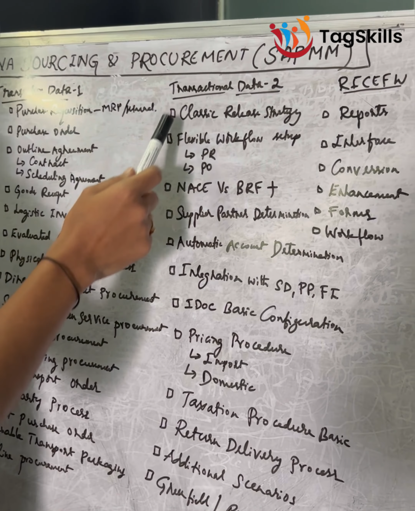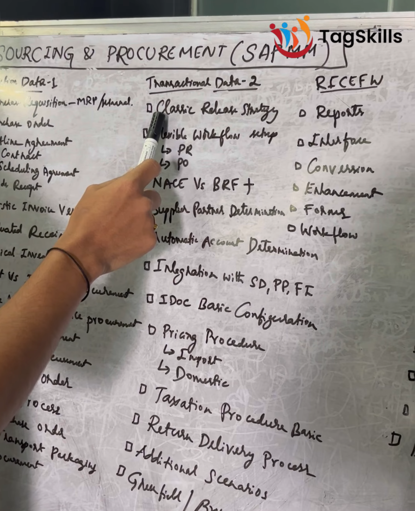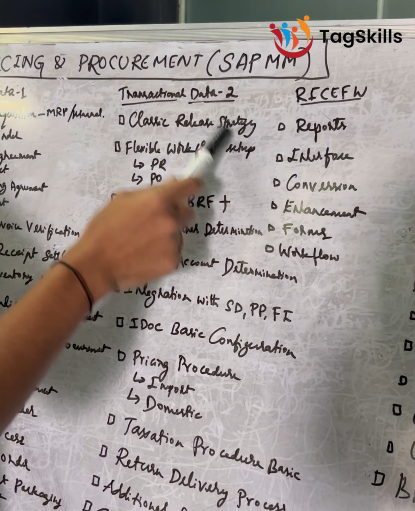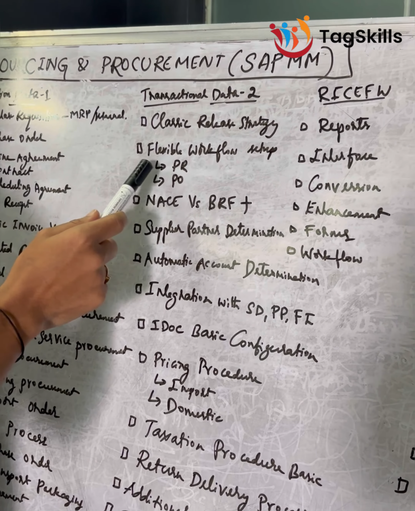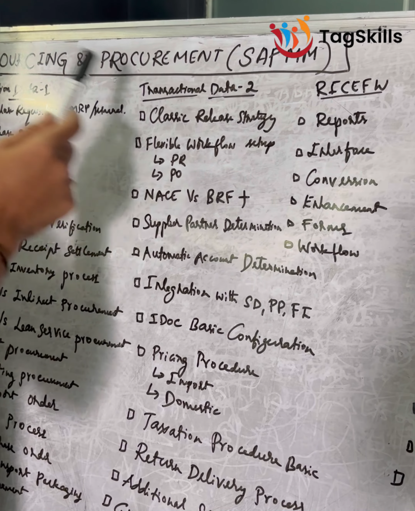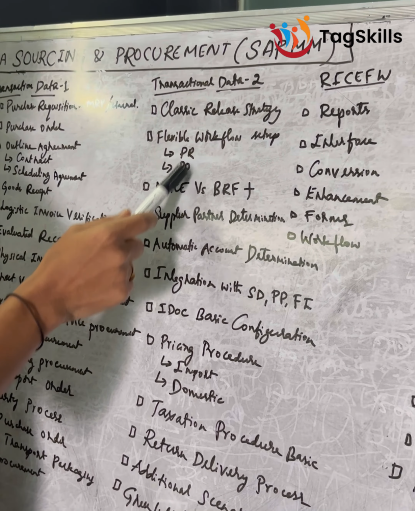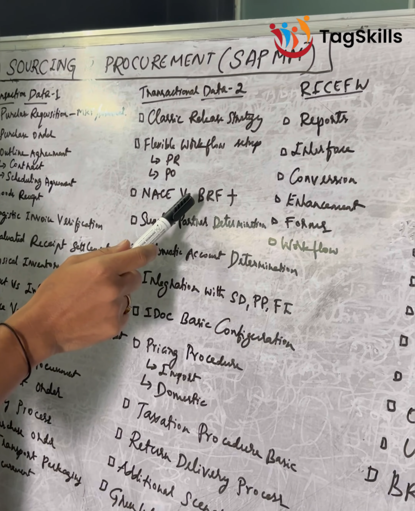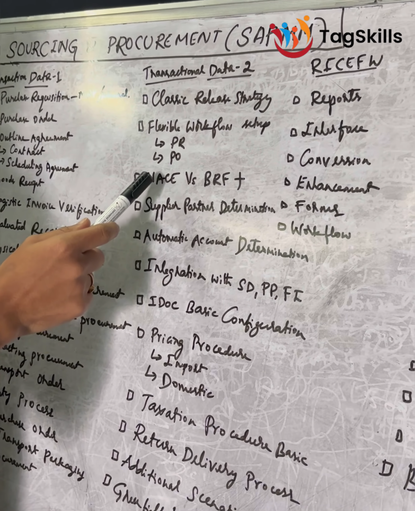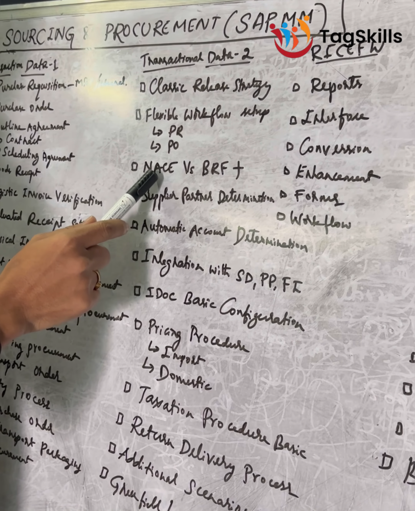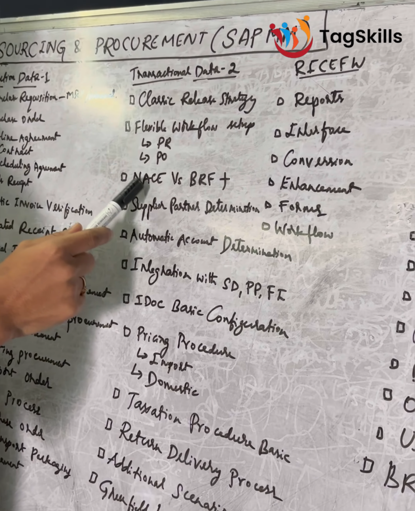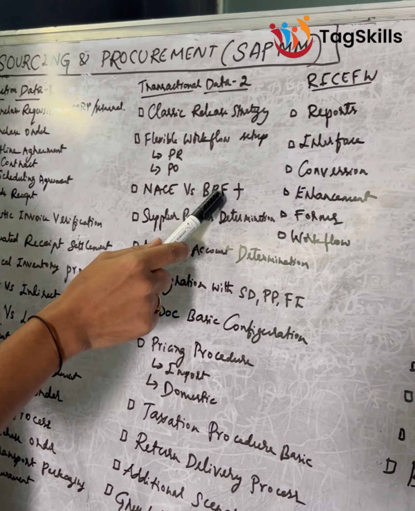Then after that you have to learn a deeper dive into the release strategy process. Classic release strategy will be there in ECC and also in S/4HANA. Then flexible workflow was introduced in SAP S/4HANA sourcing and procurement, and for PR and PO you have to learn the flexible workflow setup. Then NACE and BRF+ will be there. NACE is about the output determination process, which will be there in ECC and S/4HANA also. BRF+ was recently introduced in SAP S/4HANA.